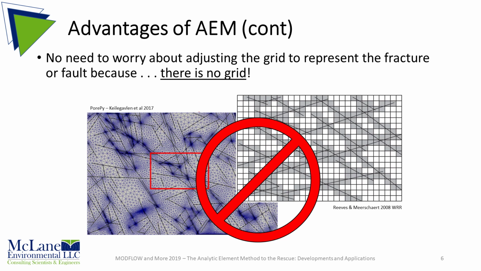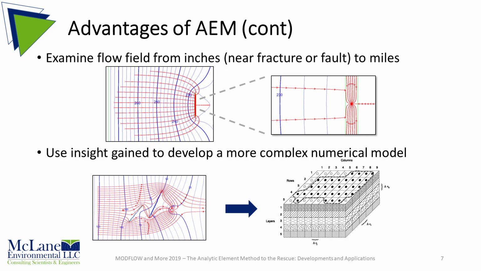Also, with an AEM model, you can represent any fracture or fault geometry and orientation without problems of cutting at some angle across a grid or having to excessively refine the grid, because there is no grid. I also like the fact that an AEM model allows you to examine the flow field on scales from inches, for example near a fracture or fault, to miles in the far field. And you can also use insight gained from the AEM model to develop a more complex numerical model if that is required.